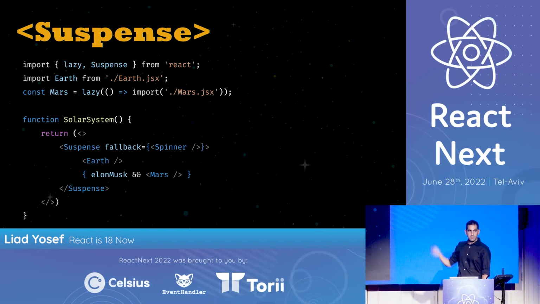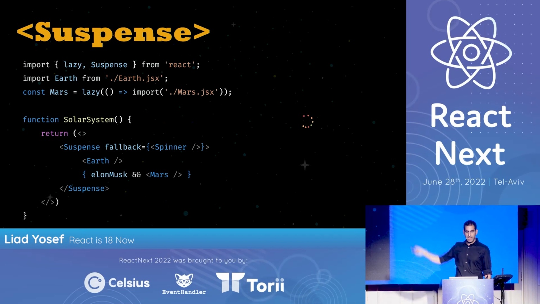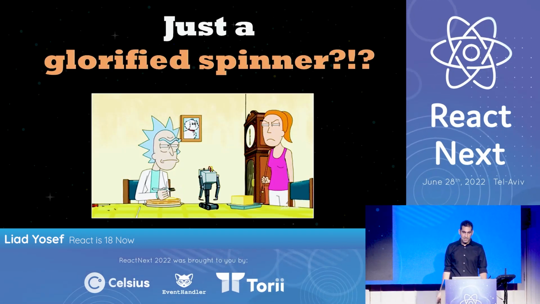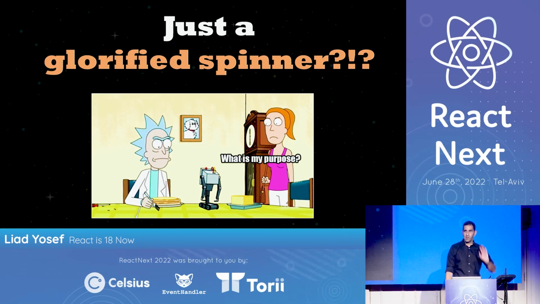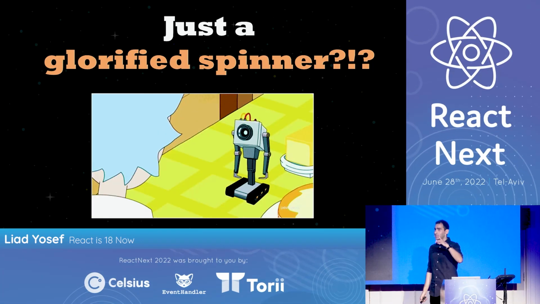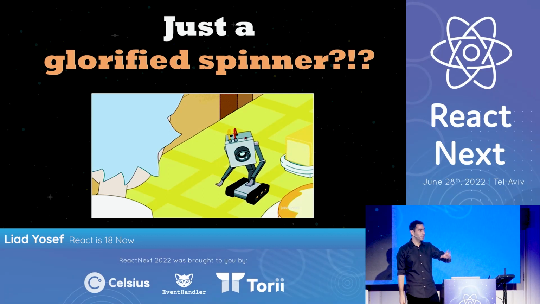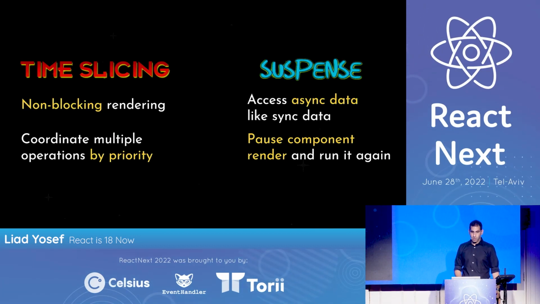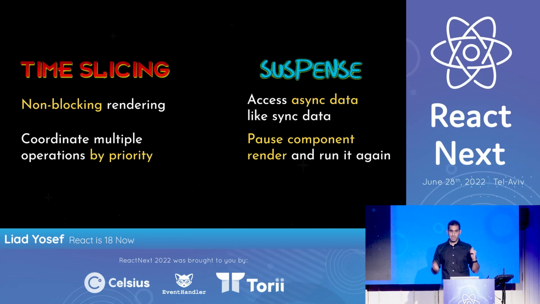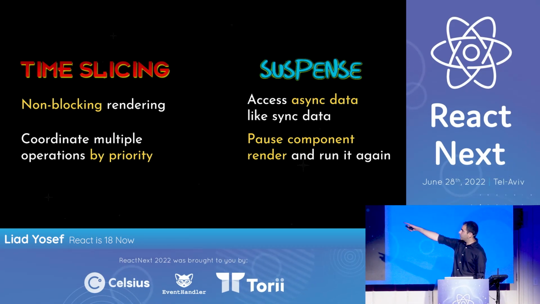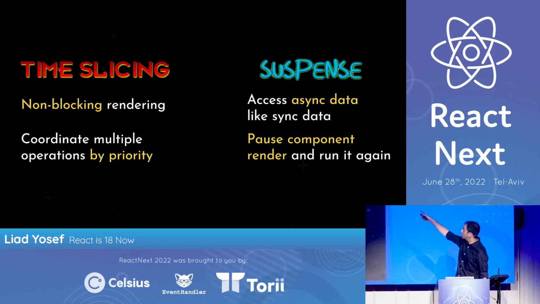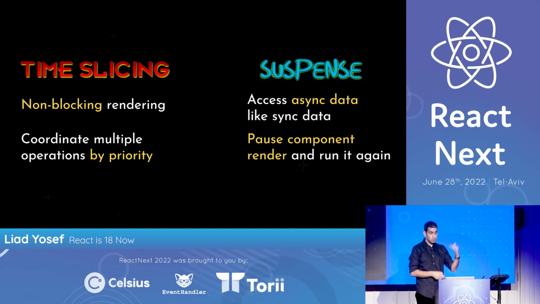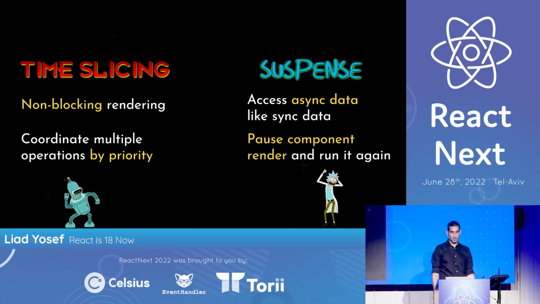And I can also move Suspense up the tree, and then I'll have a spinner on everything, not just Earth and Mars. And then you ask yourself, okay, is it just a glorified spinner? No, that's a mind shift in how React is rendering, and it can also work on data. So to recap quickly, time slicing is what we saw, rendering which is not blocking, and using Suspense is a way to access async data or async components without pausing the rendering of the tree.